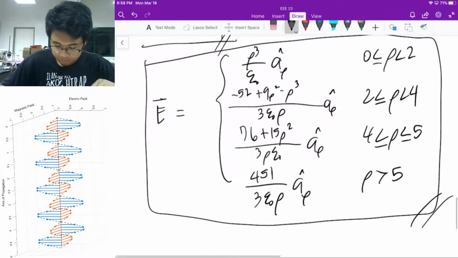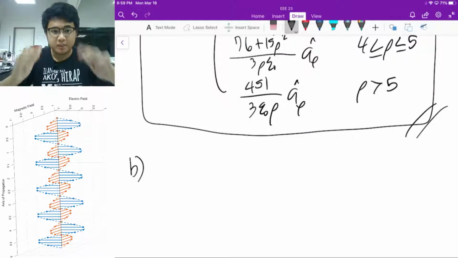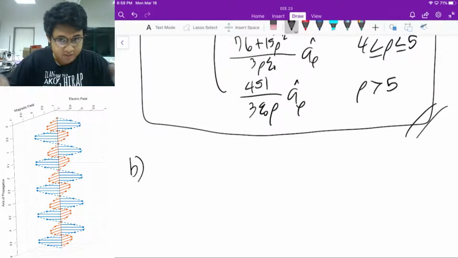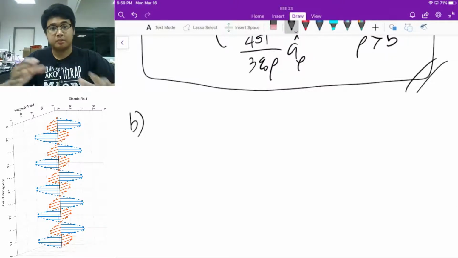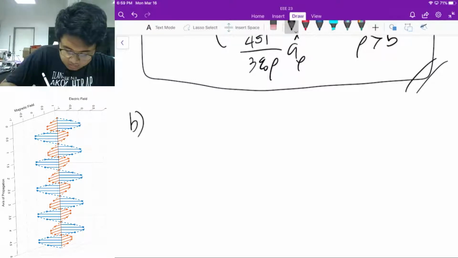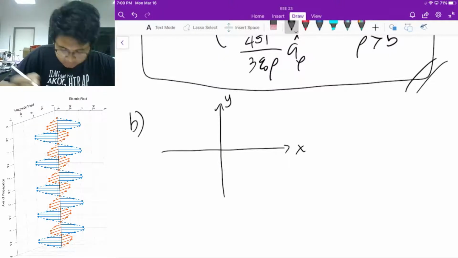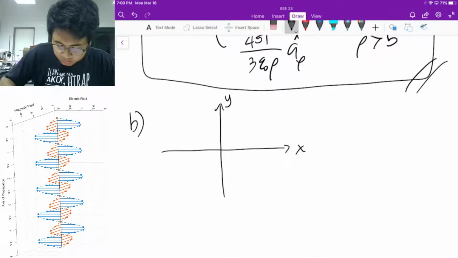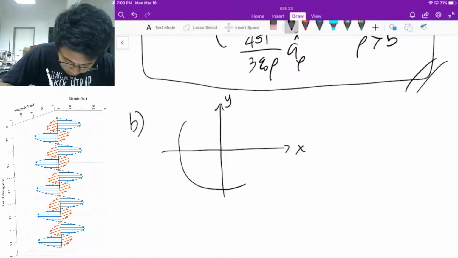Next is letter B. Letter B, what is the electric flux through a surface given? Given a hint, this surface is actually part of a hexagon. So if you draw your system as seen from the top view, this is your x-axis, this is your y-axis right here. Your cylindrical system is from 0 to 5. It's the whole circle here.